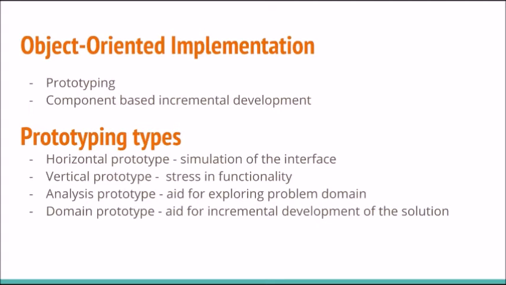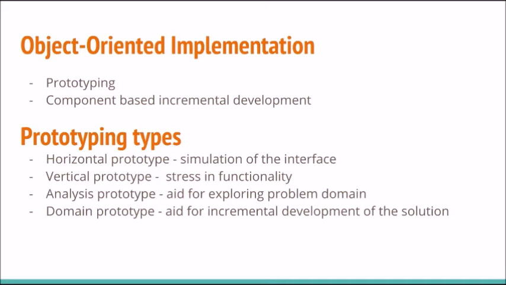And next is the vertical prototype, which only stresses the functionality but not the user interface. The analysis prototype helps in exploring the problem domain. This is not used for the final ultimate prototype. This is just to get some rough idea regarding the problems that exist in the current prototype. And the last one is the domain prototype. This prototype helps in incremental development of the solution, which contributes to the final ultimate solution of the product.